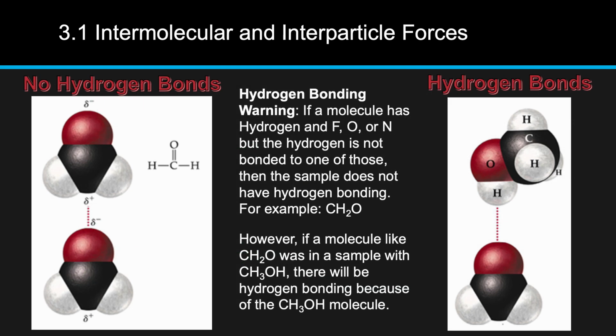So not every molecule with hydrogen and oxygen automatically has hydrogen bonding. For hydrogen bonding to occur, the hydrogen has to be bonded to a fluorine, oxygen, or nitrogen. So for example, if we're looking at CH2O, it has oxygen, but its hydrogens are only bonded to the carbon, so it cannot hydrogen bond with itself because that oxygen is not directly bonded to a hydrogen. However, if we mix CH2O with a molecule like methanol, hydrogen bonding can occur because the hydrogens in methanol are directly bonded to oxygen.